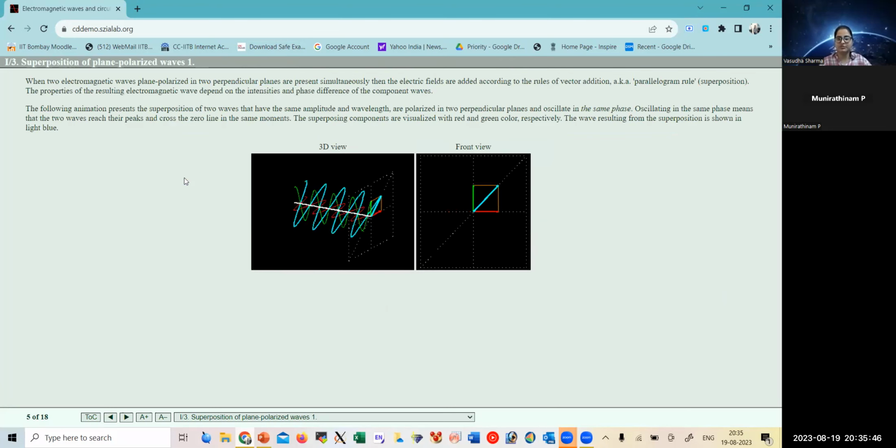So this is a superposition, like we have both the electric field and the magnetic field, and this green one is the blue one is our final one. That is a resultant of both the electric and magnetic fields. So this way you can understand it from the 3D views and the front views, and that's why we have used an arrow mark for defining our front view of the waves.